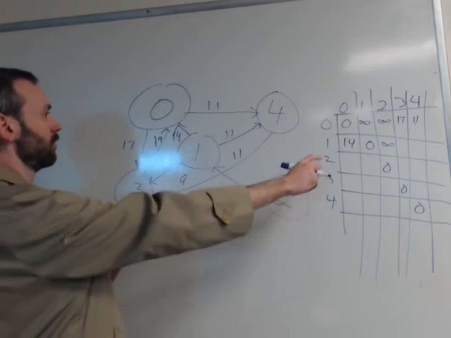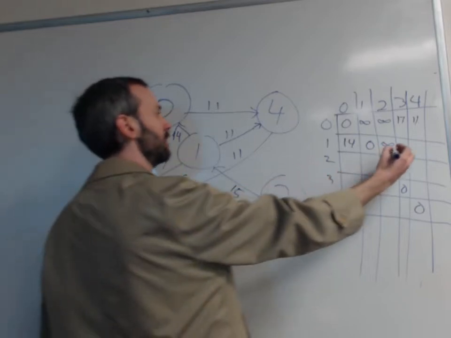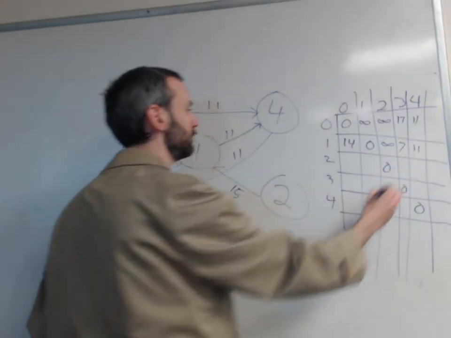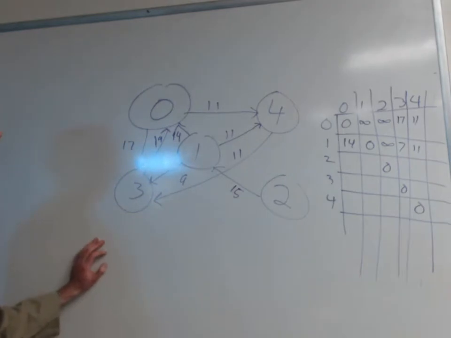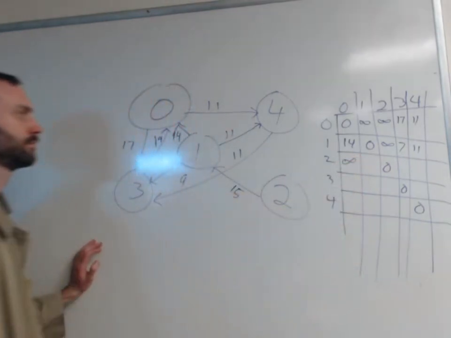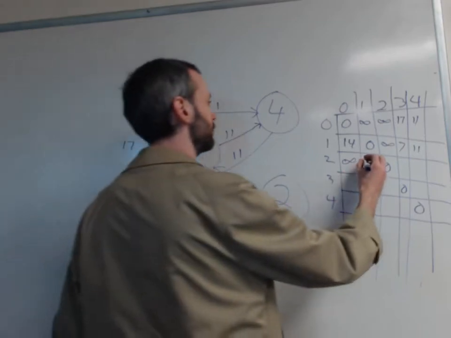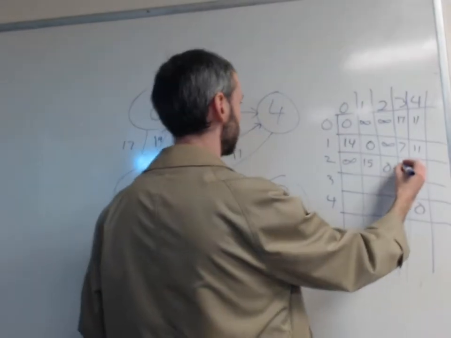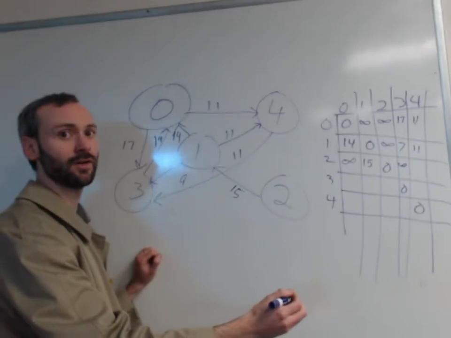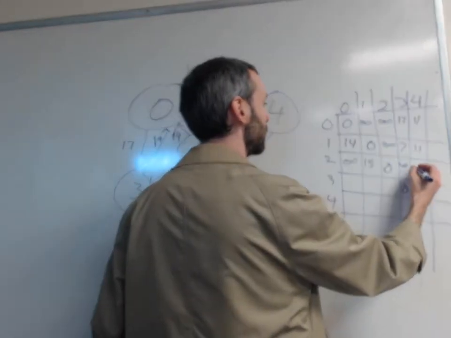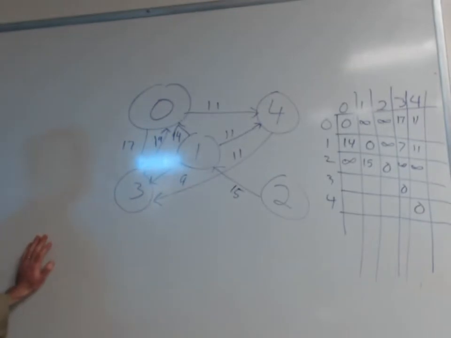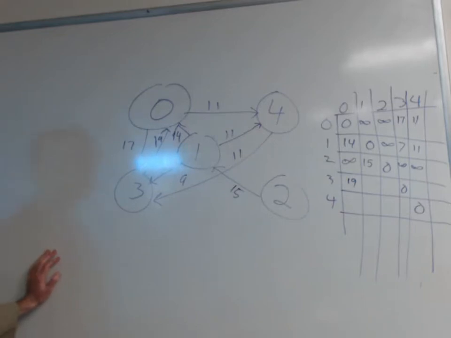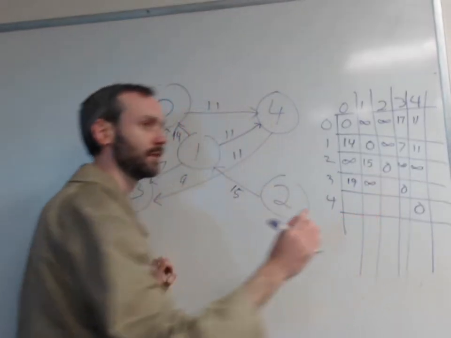All right. How about 1? Is 1 adjacent to 3? Yes. What's the cost? 7. 1 to 4? Yes. 11. No. Infinity. 15. Two adjacent to 4? No. So infinity. All right. 3 to 0? 19. 3 to 1? Infinity.